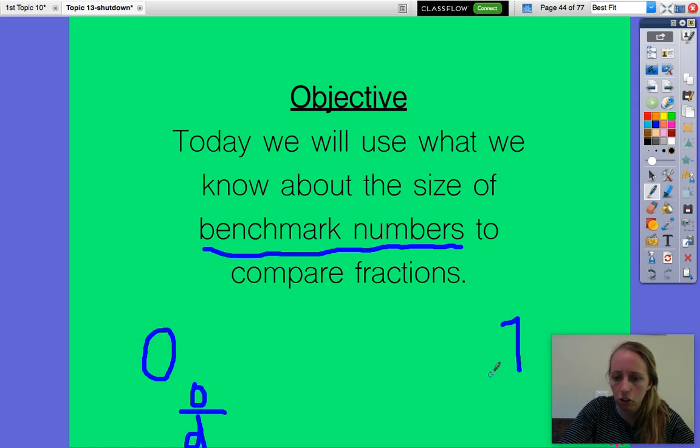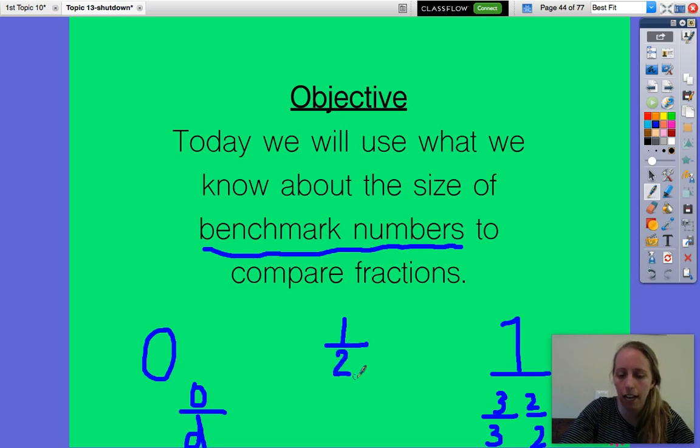1 is a benchmark number. So 1 whole would be like 3 over 3 or 2 over 2. Those are all equal to 1 whole, right? Any number over itself, where the numerator and the denominator are the same. And then 1/2. Those are our 3 benchmark fractions: 0, 1/2, and 1.